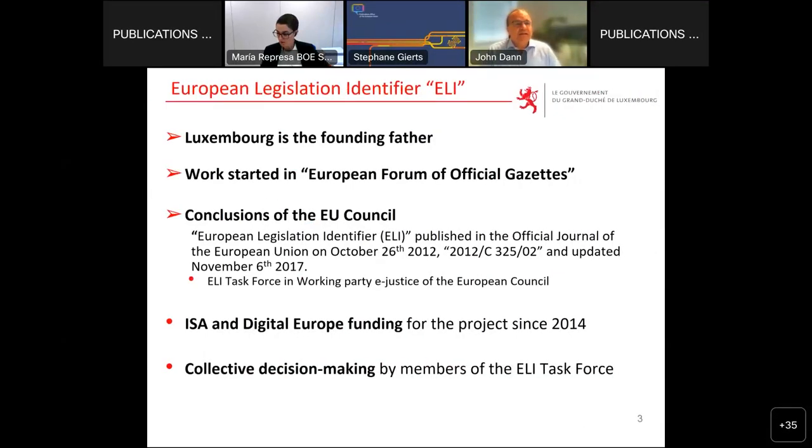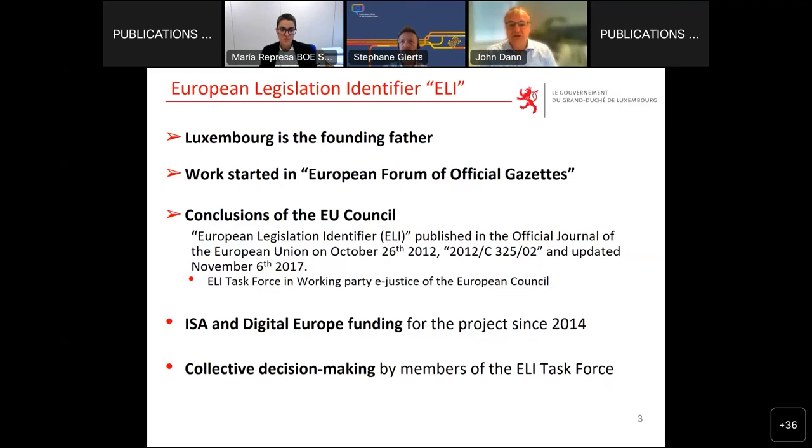So ELI is a Luxembourgish idea. I tend to say sometimes a little crunchy, but big ideas. And it was actually invented in Rome, in the forum in Rome. But it continued afterwards with the work. It's a gathering where all the official gazettes come together, called the European Forum of Official Gazettes, and that's where the countries also came on board.